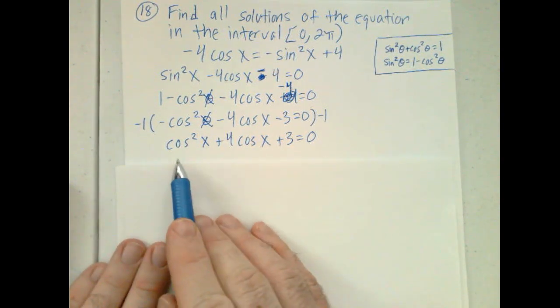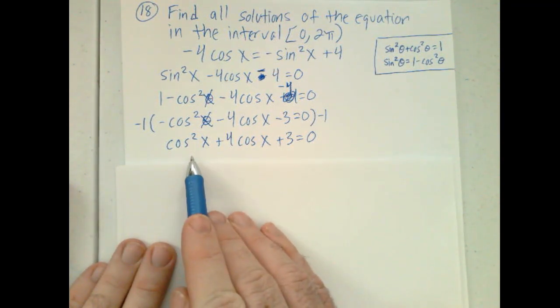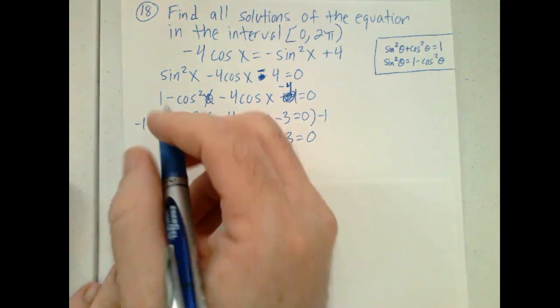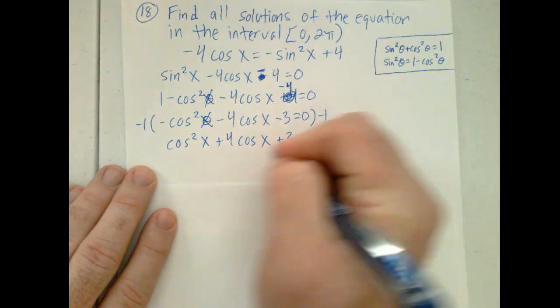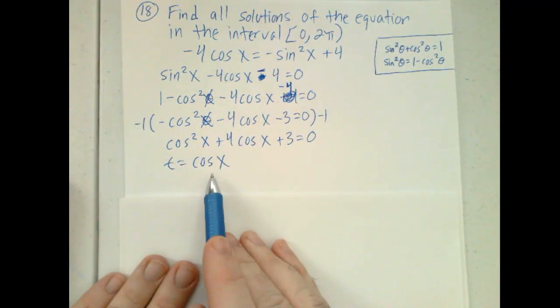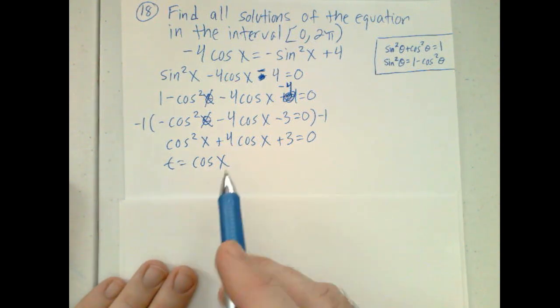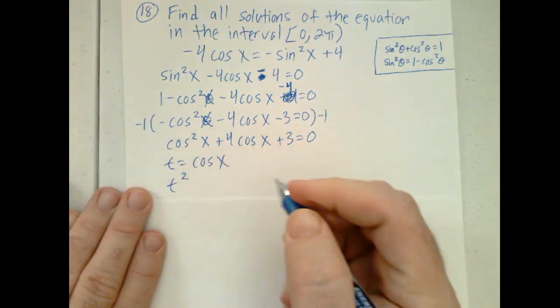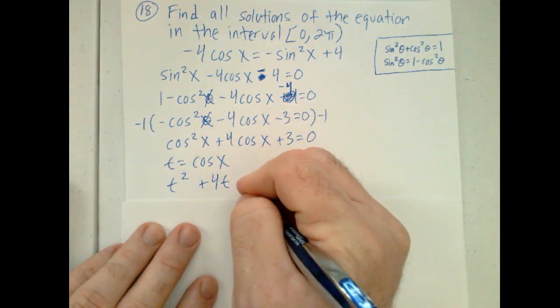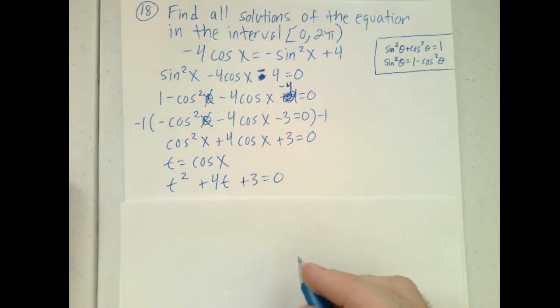Now, just like in the last problem 17, you can put this in the form of a quadratic equation. So we're going to say that t equals cosine x, and we're going to sub in t for cosine x. So we're going to get t squared plus 4t plus 3 equals 0.